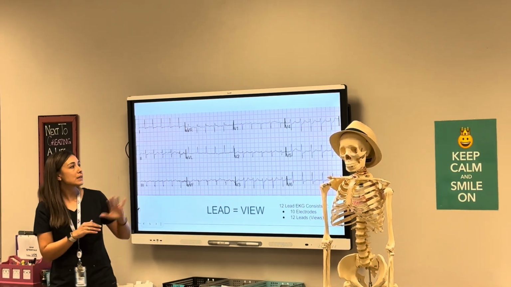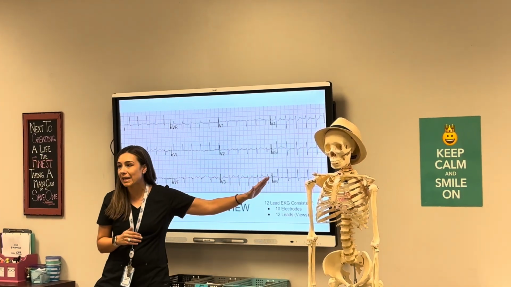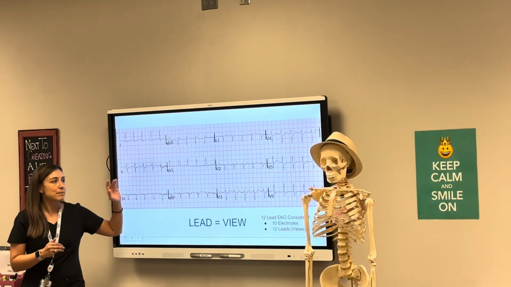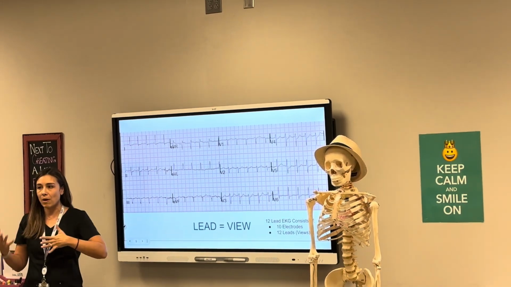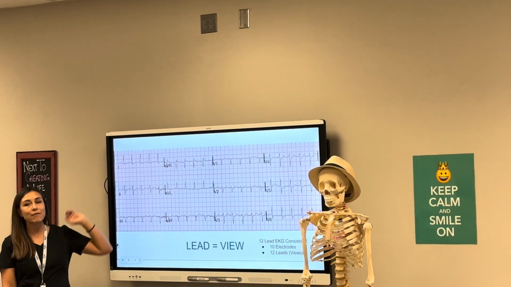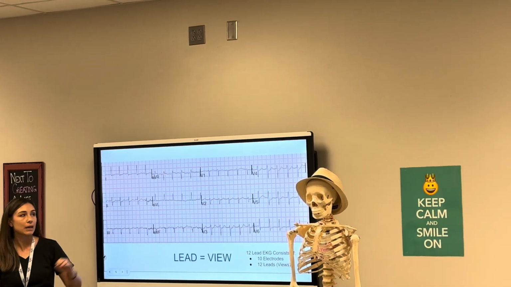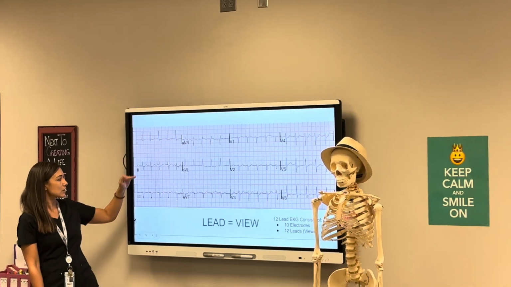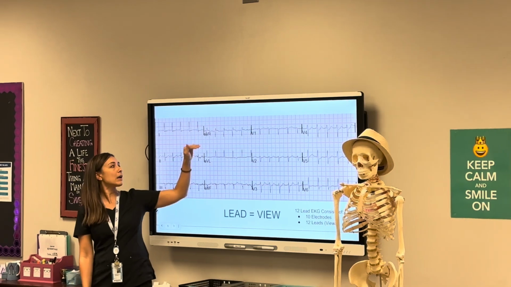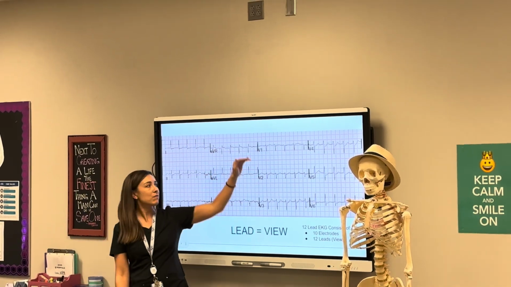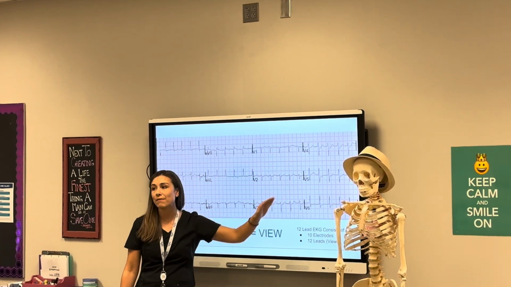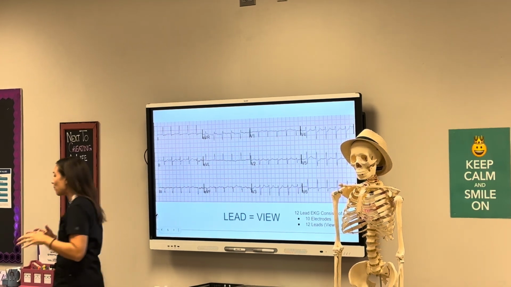Okay. So this is an example of your 12 lead EKG printouts. We're going to get to the whats and the whys as we go through today, but forever and always it's going to be laid out the same way. You're going to have lead 1, 2, 3, AVR, AVL, AVF, V1, V2, V3, V4, V5, V6. They will always be laid out that way.